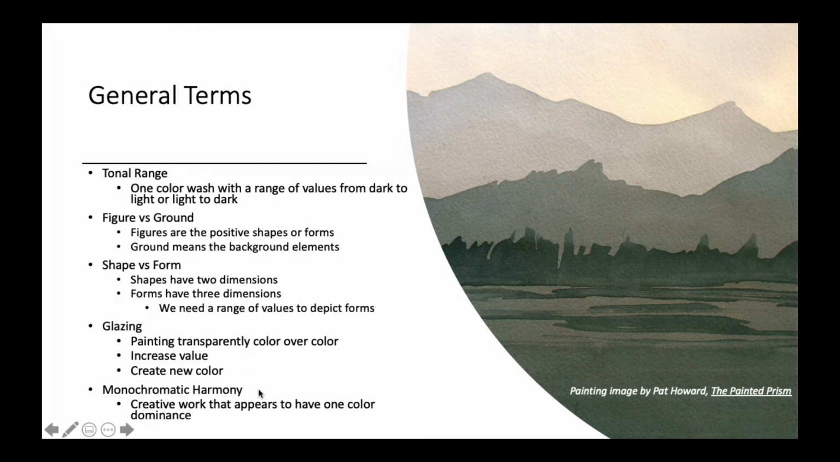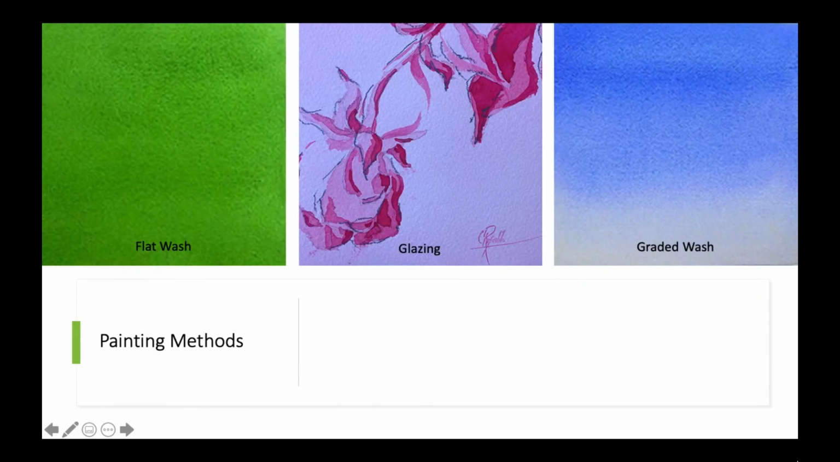For your final exercise, you're going to create a monochromatic harmony painting. A monochromatic harmony means a creative work that has or appears to have one color dominance. You can use more than one color, but it tends to have one dominant color. Like this painting has more colors in it, but the green is dominant. It feels like a one color painting.